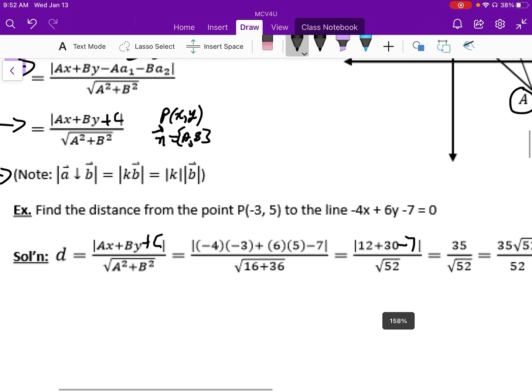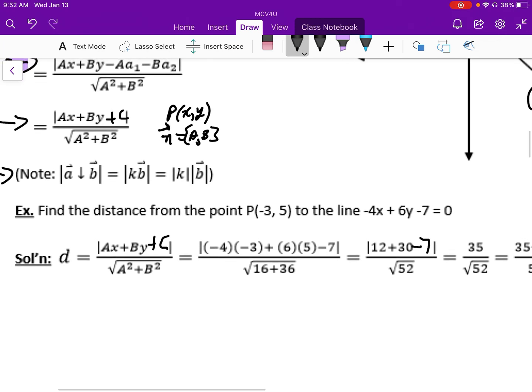Let's use this as an example so we can understand what we're doing here. We've got this line in 2 space. We can see that it's the scalar equation of a line in 2 space. We end up with a point that's not on the line.